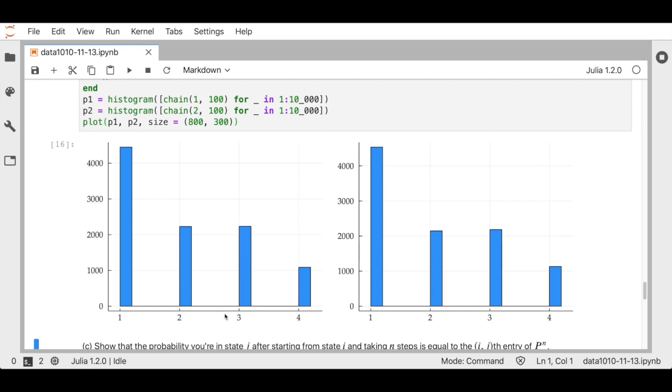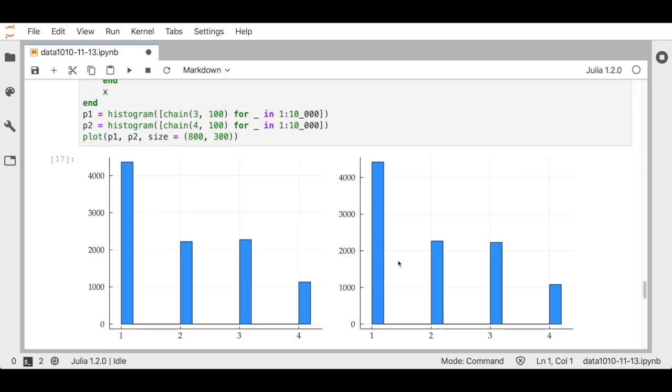After 100 steps, the probability that you're at 4 is 1/9. The probability you're at 3 and at 2 are 2/9 each, and the probability you're at 1 is 4/9. That's true whether you start at 1 or whether you start at 2. It would be the same idea if we started at 3 or 4.